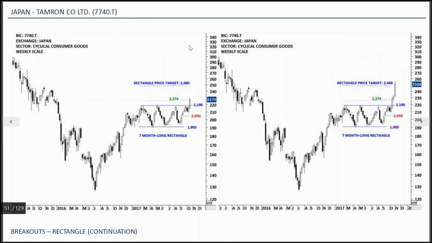Here the stock is from a Japanese company, 1, 2, 3, 4 touches, and you can see that here the stock didn't reverse back to the lower boundary. It found support around the upper boundary, preparing for a breakout, and this breakout takes place, and in 2 weeks the chart pattern reaches its price target.